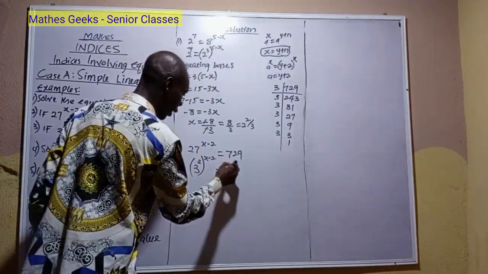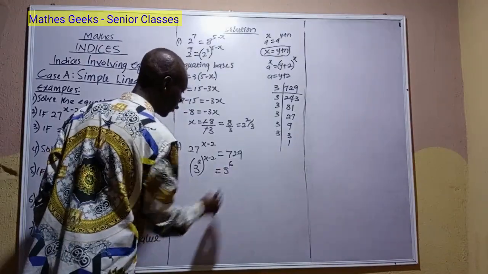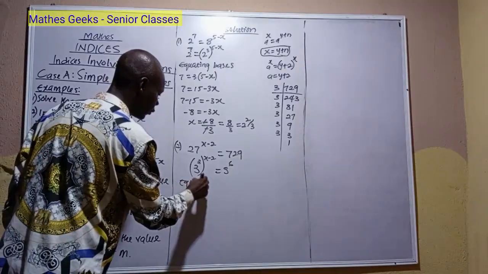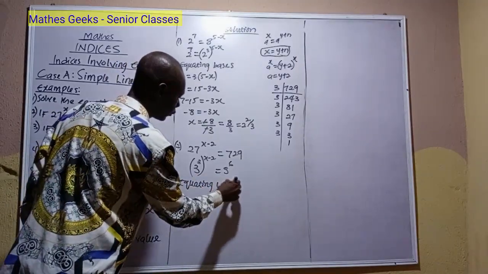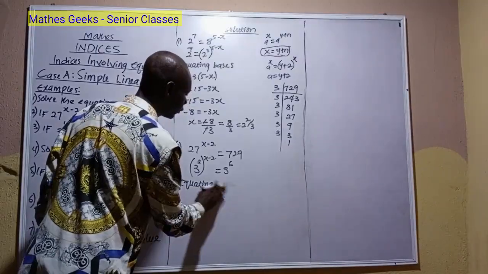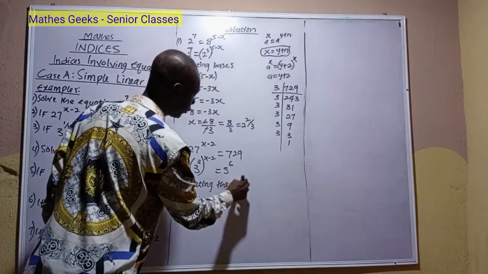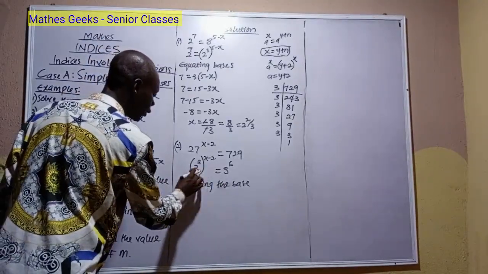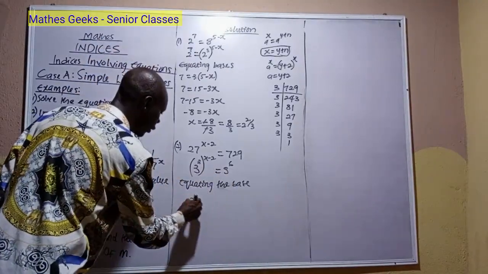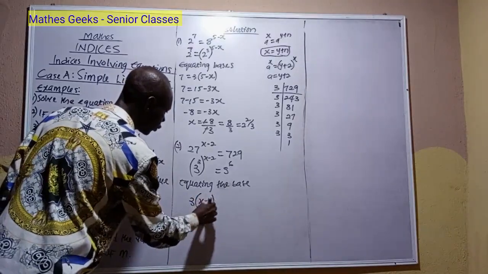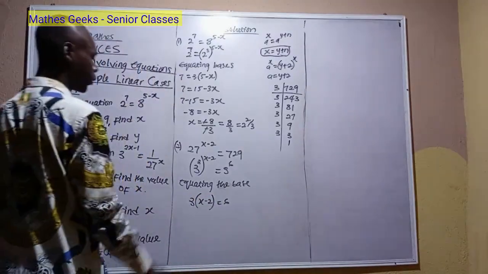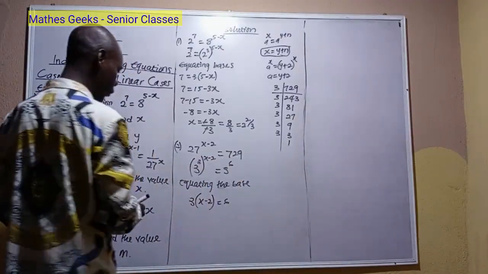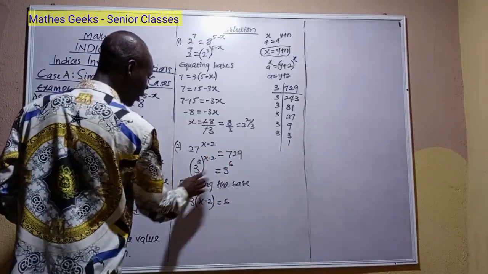So I'm going to say 3 raised to the power 6. Since the bases are the same, we equate the bases. So this base equal to this base. That will give us 3 times x minus 2 is equal to 6. If this base is equal to this base, that means this power is also equal to this power. So we are going to work with the power since the bases are the same.